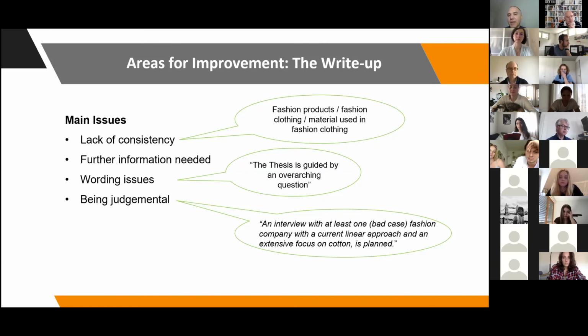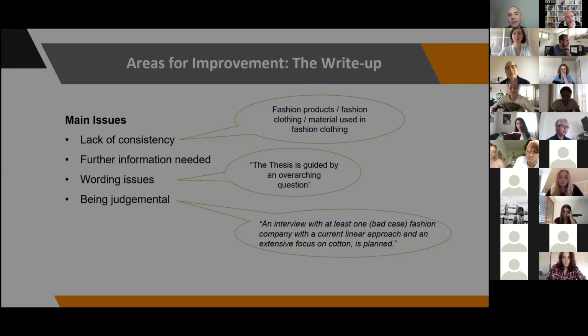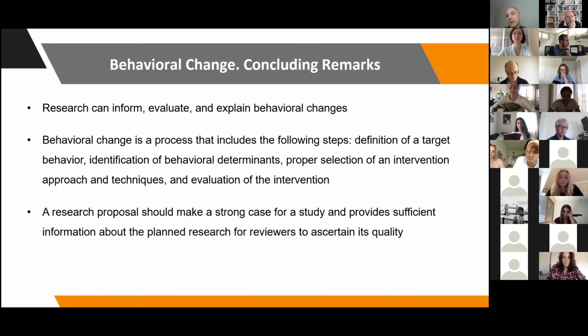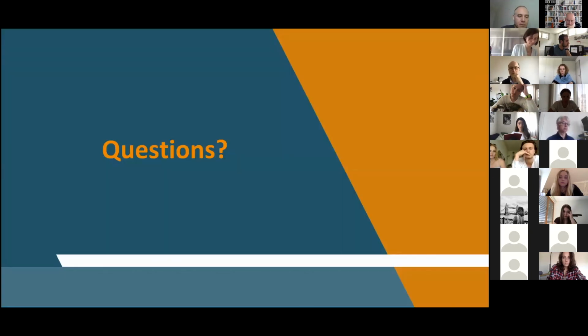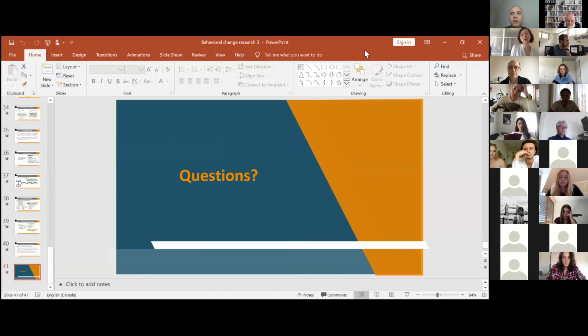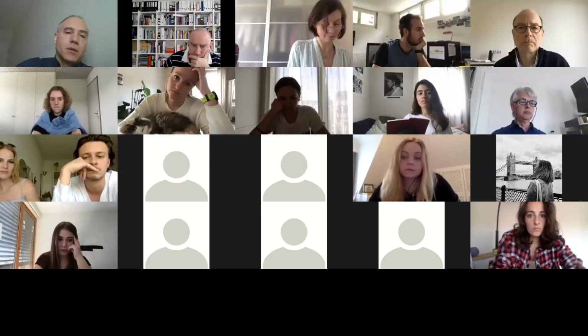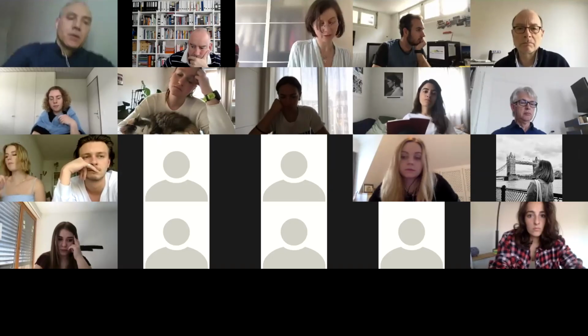This is about the writing. There are a few things that I noticed. And at the end, I think I mentioned at the beginning that you do research to inform, evaluate, and explain behavioral changes. That behavioral change is a process, and I describe the steps. When it comes to a research proposal, there are two things you should focus on: make a strong case for your study, and properly describe your method. Those are good tips for the writing of the thesis. Make a strong case and describe your method. Good.